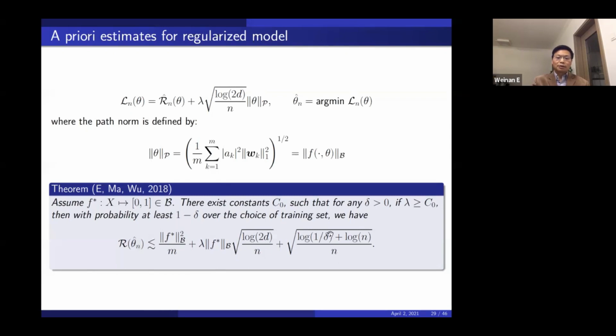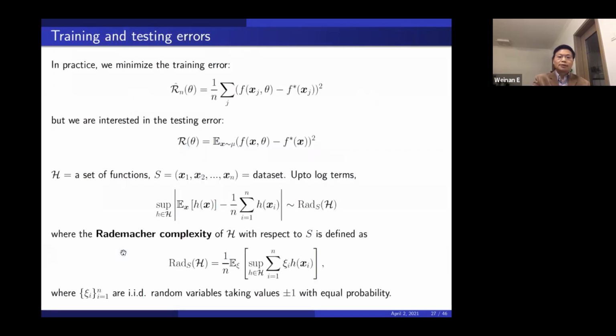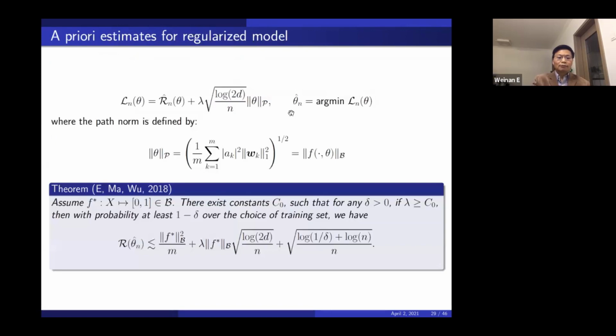And these are logarithmic terms, which are not important. These two terms are the important ones. This is the approximation error. This is the estimation error. So the approximation error scales like 1 over m. It's not 1 over square root of m, it's 1 over m because this quantity itself is squared. But here we have 1 over square root of n, because here we're looking almost like the Monte Carlo approximation error. And the coefficients are the Barron norms.